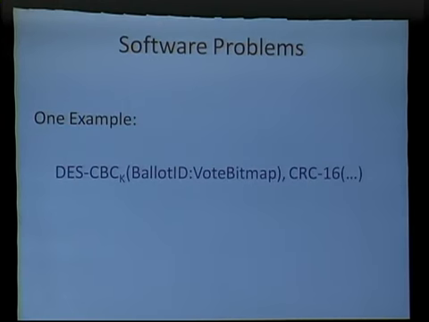So what did they do? Each ballot record consisted of a ballot ID and just a vector of bits that indicated the choice for each race. Diebold decided that the way they would encrypt this is they would use DES in CBC mode to encrypt it, and then along with the ciphertext they'd store a 16-bit CRC of the plain text. What are the problems with this? I'll go through just 4 or 5 of them.